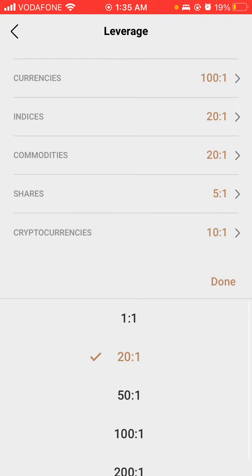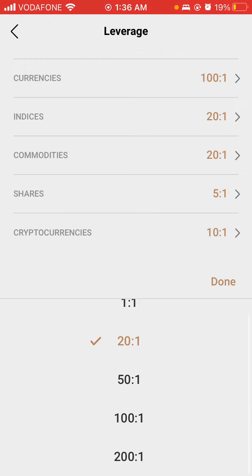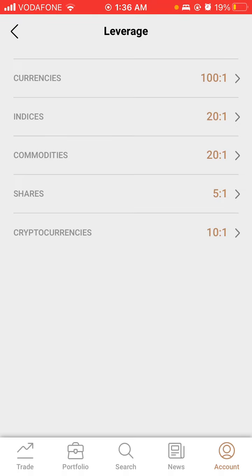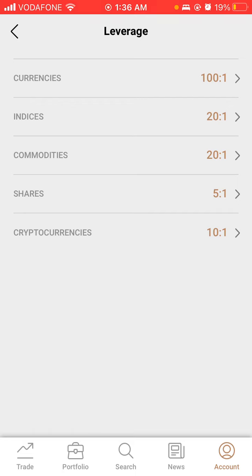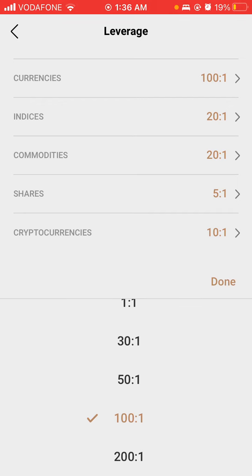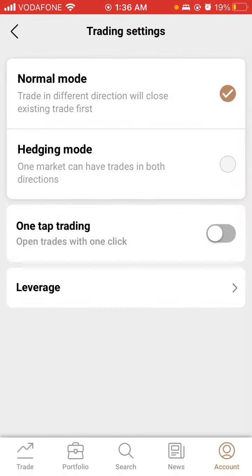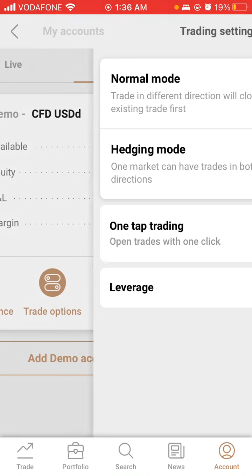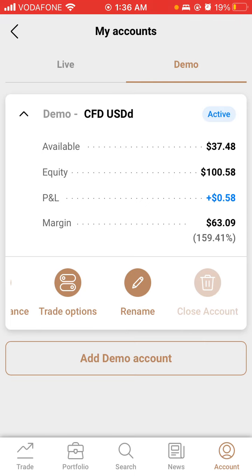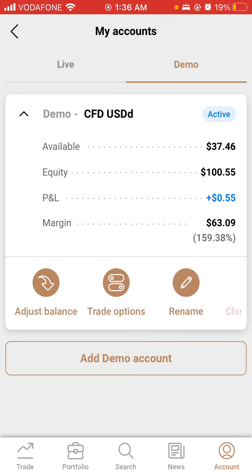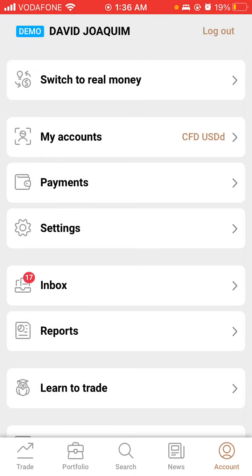As for the indices, the leverage is 20 to 1, although you can increase it. I don't really trade much of indices, so I left it here. Then for shares, it's 5 to 1, and for cryptocurrencies it's 10 to 1. I just trade more currencies, so that's why it's 100 to 1. If I want to trade cryptocurrencies, I use other brokerage accounts. This is where you can rename your accounts and check your balance. So that's basically the way it is.